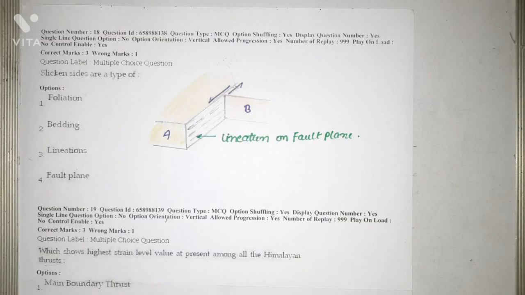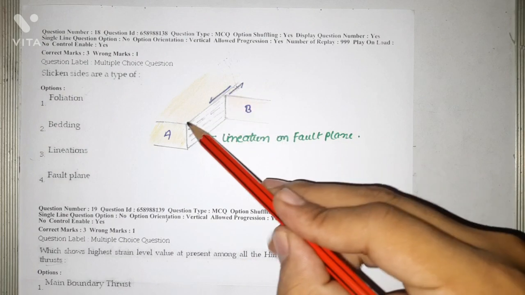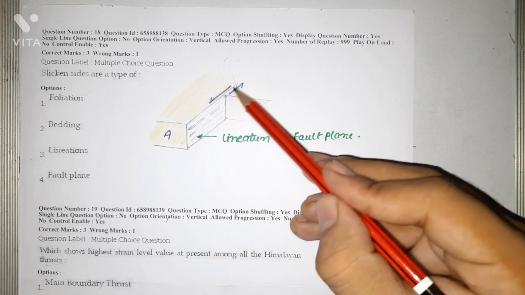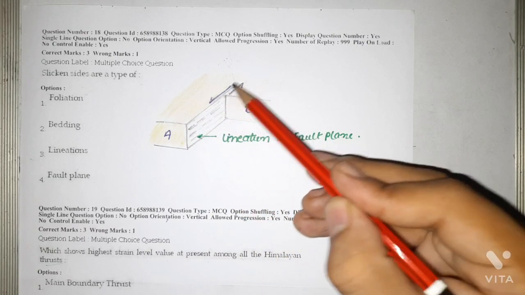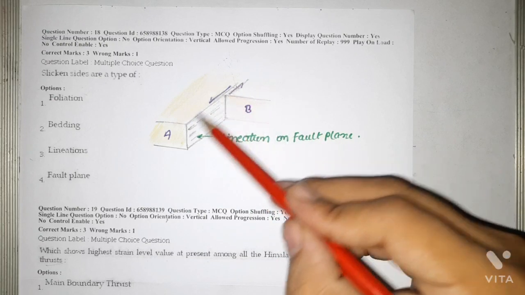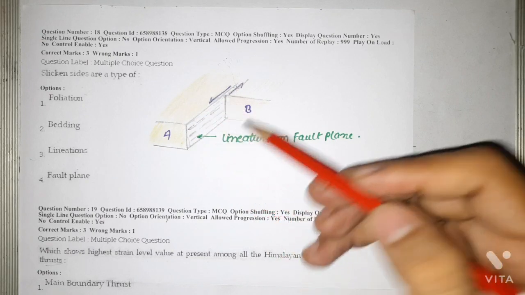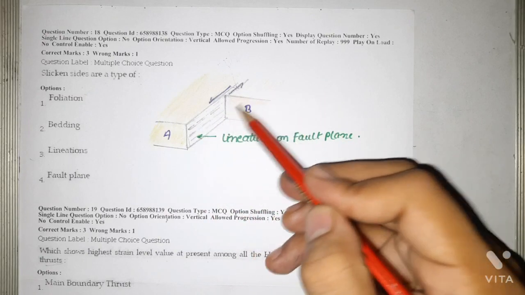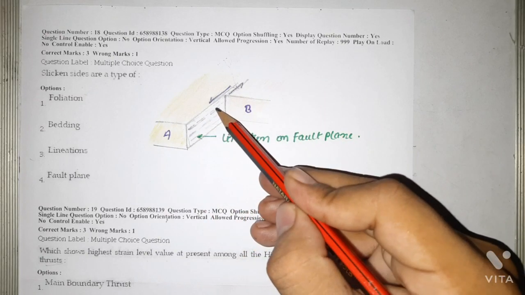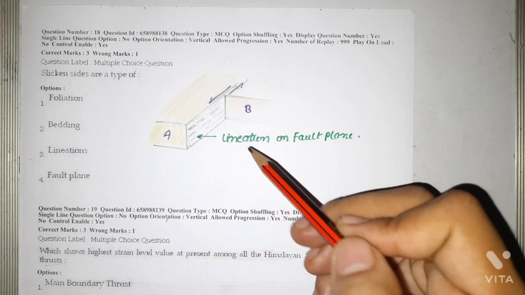Next question is, Schlieren sites are a type of. In question number 12, we discussed that lineation on a fault surface is termed Schlieren. Now let us see it clearly. Say this is block A and this is block B. Along this there is a movement, or you can say these blocks slide past each other. This is associated with faulting, and this is the fault plane that you are observing here. Because of the movement of these blocks, there are striations or scratches present on the fault plane, and these scratches are lineations known as Schlieren.